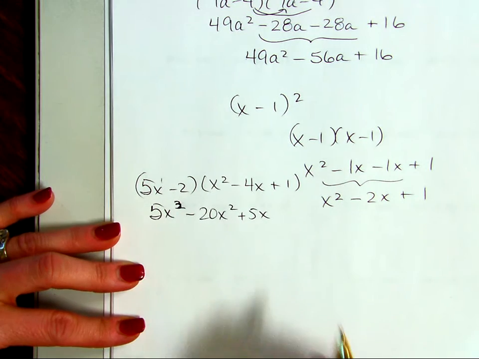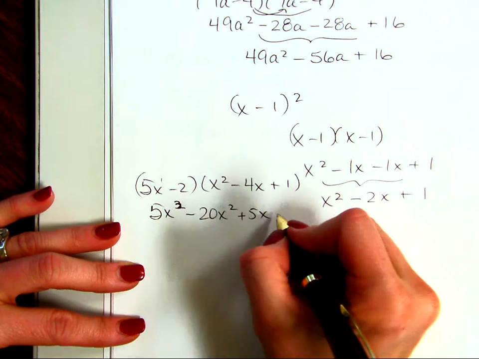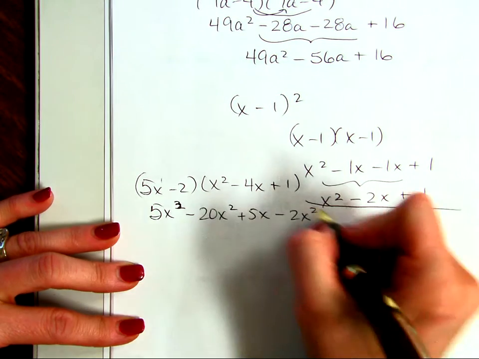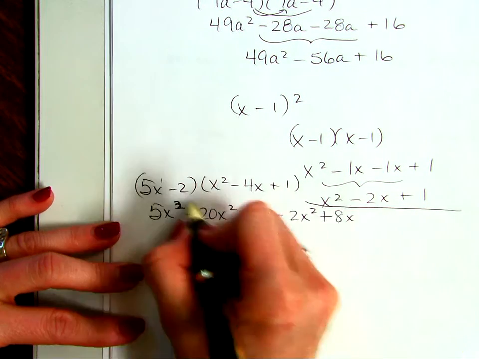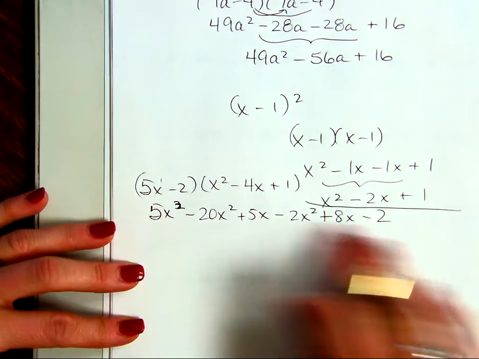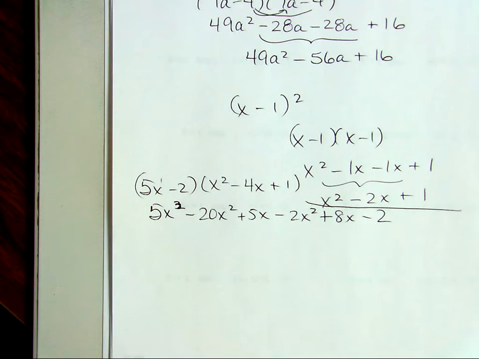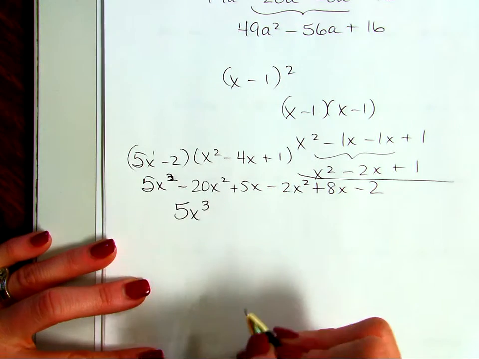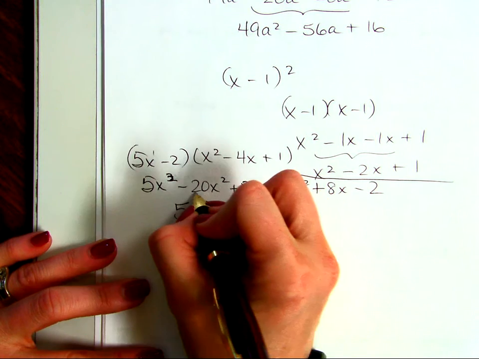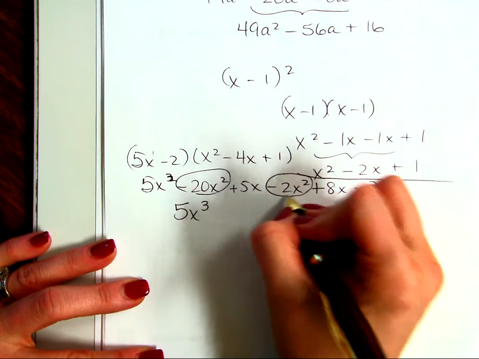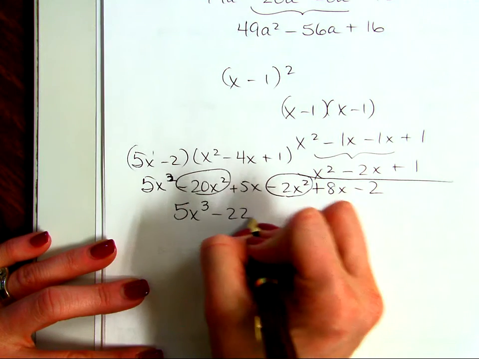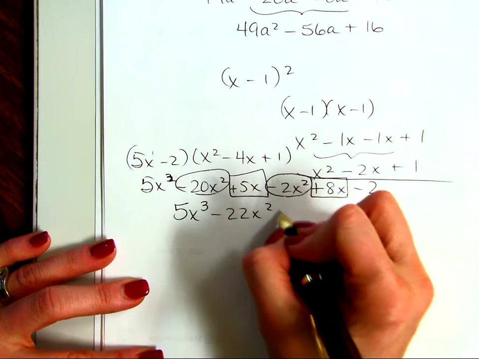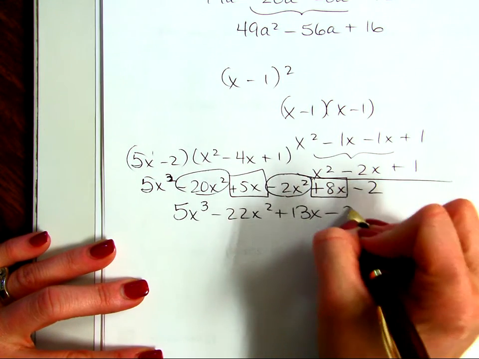Okay? Then I still have to distribute the negative 2. Negative 2x squared plus 8x minus 2. And then I have one big, long combining like terms problem to do. Standard form of a polynomial is the highest exponent first. Combine your like terms as you go. This one and this one are like terms, so I have to combine those two. These two are like terms, so I have to combine those two. And then that's that. Okay?